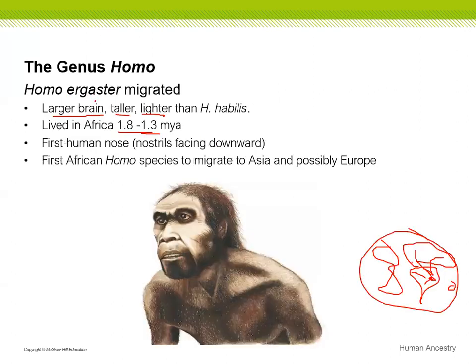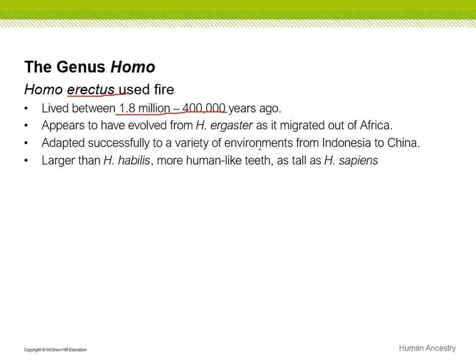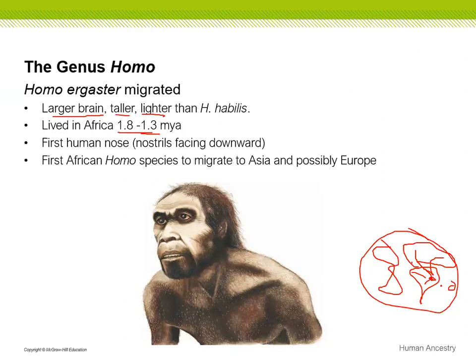So we believe they originated from the Homo ergaster, and they specifically went into areas in Indonesia and China. I did a bad job on my map here, but they went into this area here that I'm kind of circling.